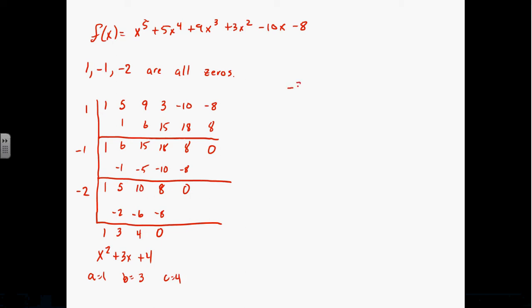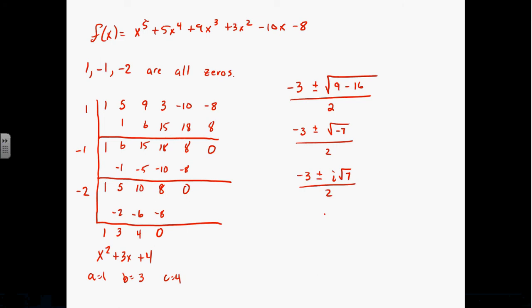So negative b plus or minus the square root of b squared minus 4 times a times c, so 16, over 2 times a, which is 2 times 1. Negative 3 plus or minus the square root of 9 minus 16, negative 7, over 2. Negative 3 plus or minus i root 7 over 2, or negative 3 halves plus or minus root 7 over 2 i.